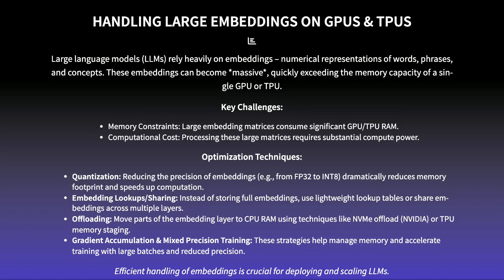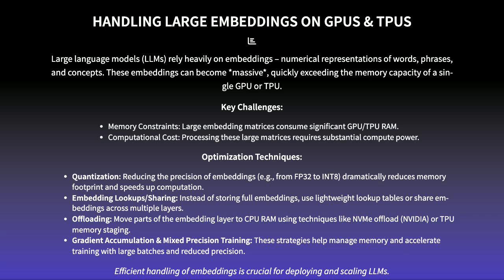Okay, let's talk about how we tackle those huge embeddings that come with modern language models. These embeddings, think of them as numerical fingerprints for words, can get incredibly large, quickly pushing the limits of what a single GPU or TPU can handle. The main problems are memory constraints and the sheer amount of computation involved. Fortunately, there are several clever techniques we use.